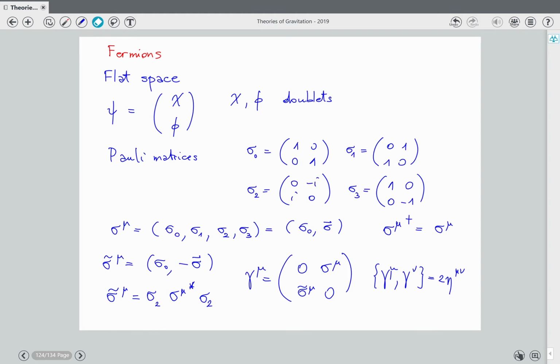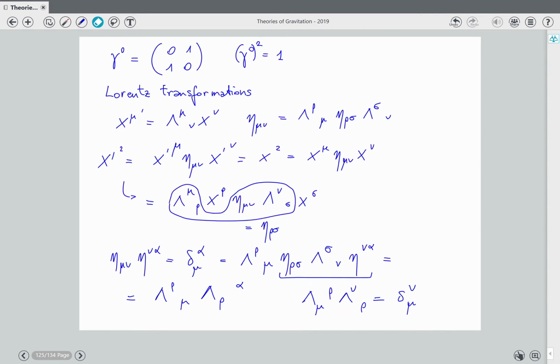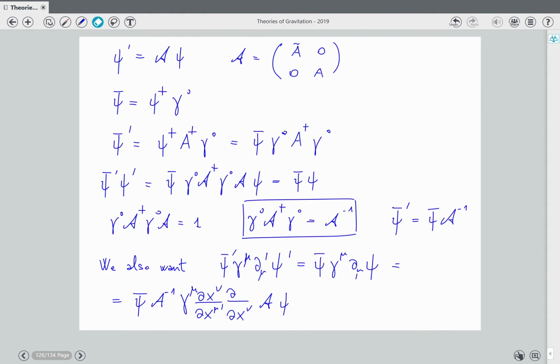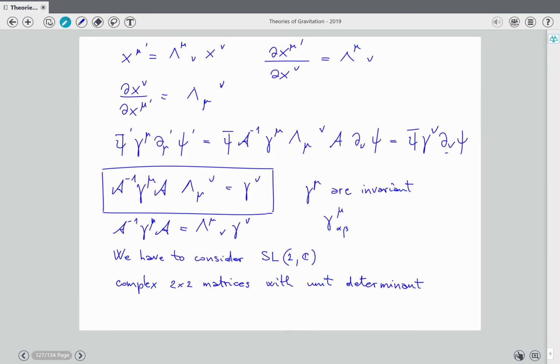Last time we started to study fermions, and we saw how to treat them in flat space. We saw how to relate the Lorentz transformations to the transformations on the fermions themselves by means of the group SL(2,C).